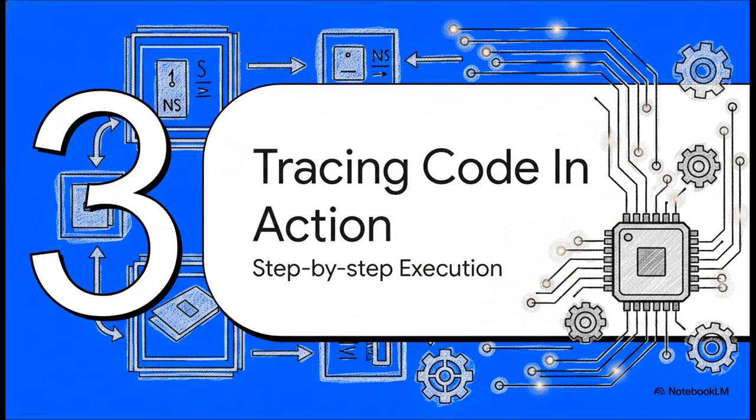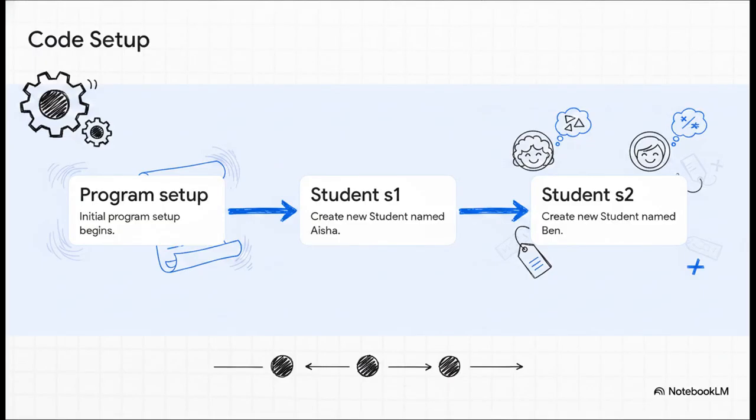All right, Section 3, tracing code in action. Let's step through the computer's memory together. Let's look at how a system would actually handle an object representing a student. In Step 1, the program sets up. We have our class, called Student. Now, in Step 2, we create a new student object, S1, and we give her the name Aisha. Let's say Aisha is super organized, always turns in her assignments early. Then, in Step 3, we create a second, entirely separate student object, S2, and we name him Ben. Ben usually forgets his homework, but hey, he tries.